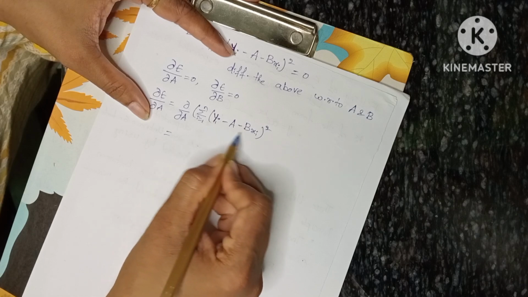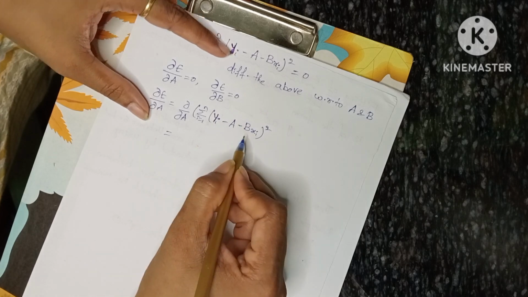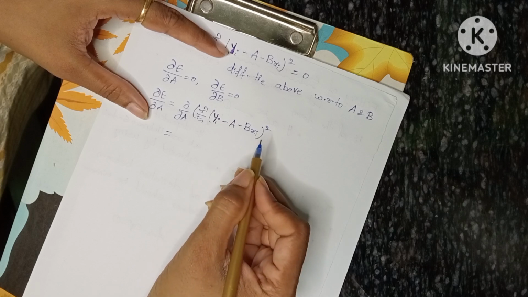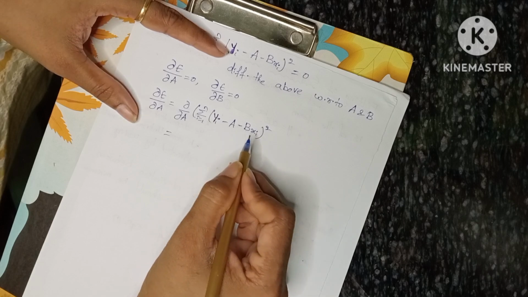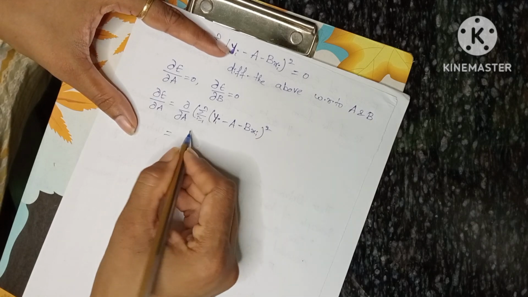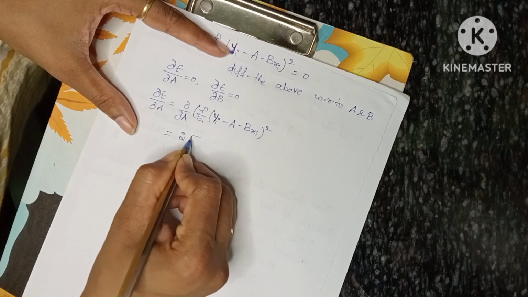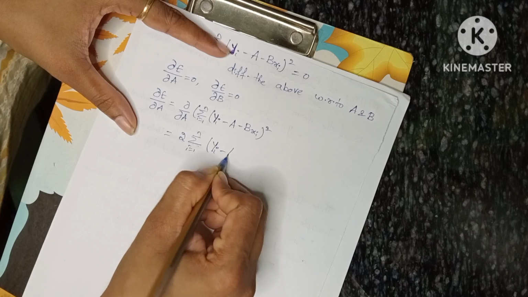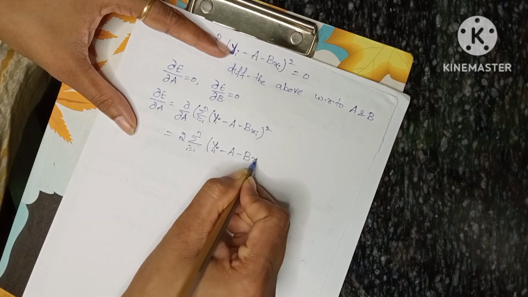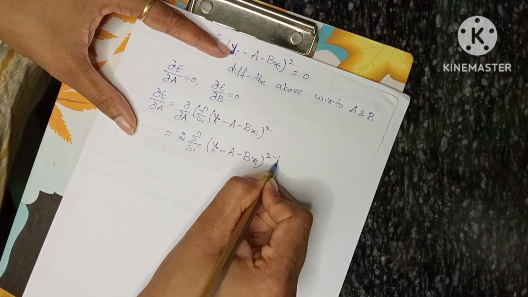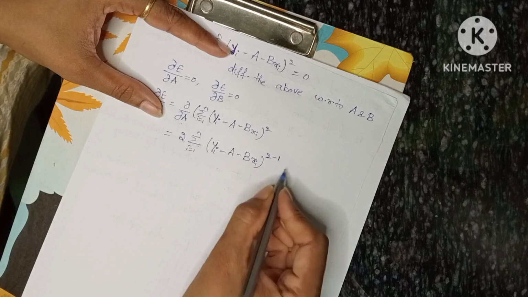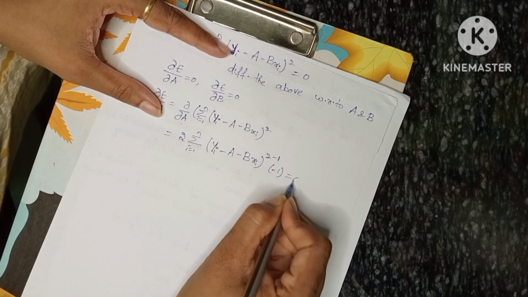Now this is in the form of x square. So x square differentiation is nothing but 2 into x to the power of 2 minus 1, no? So x power n differentiation is nothing but n into x power n minus 1. In the same way, 2 into summation i equals 1 to n (yi minus a minus b xi) whole to the power of 2 minus 1. But we are doing with respect to a, so that's why the a coefficient is nothing but minus 1, equals 0.